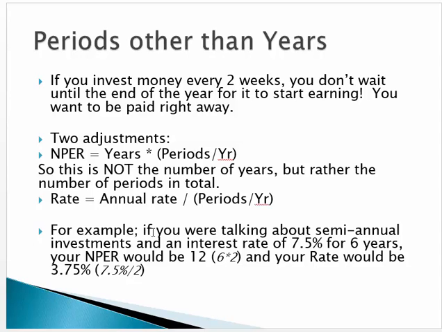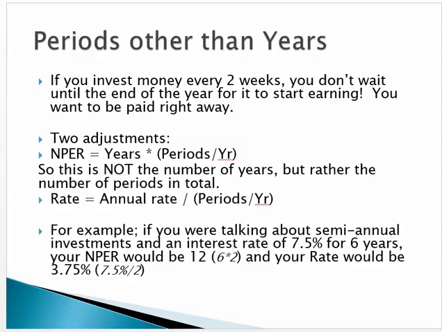So as another example here, if we were talking about semi-annual investments at an interest rate of 7.5% for 6 years, the number of periods would be 12, because that's equal to 6 years times 2 periods per year. And our periodic interest rate would be 3.75%. That's just equal to the 7.5% annual rate divided in half because we have 2 periods per year.